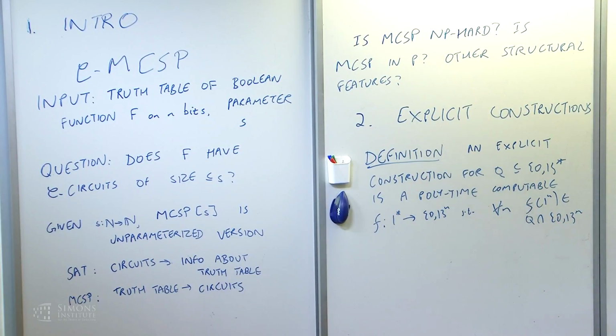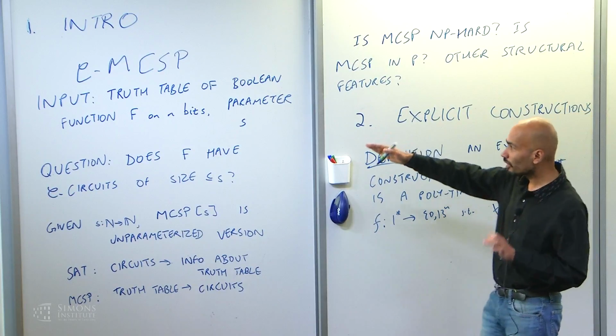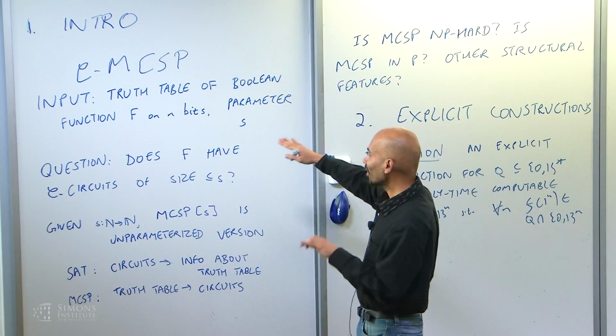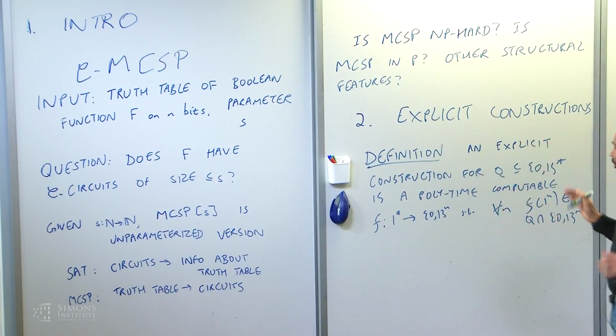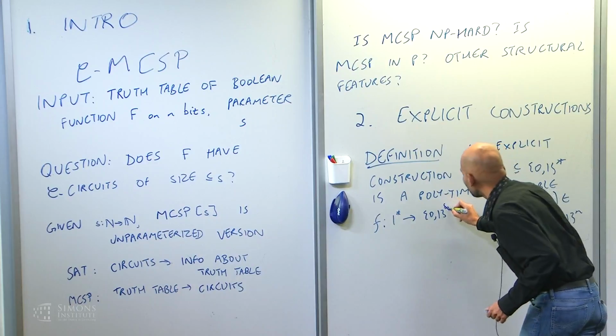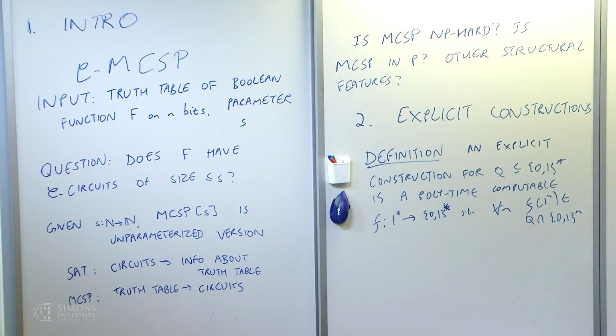So let's just ignore the cases where Q is empty on some input lengths, as it is for MCSP when the input length is not a power of 2, because clearly there are no yes instances. Let's just restrict ourselves to instances for which Q is non-empty. The range of F is {0,1}*, sorry. So this is what an explicit construction is. You give the input length in unary, and there's an efficient procedure which computes for you some string that's in Q, right?